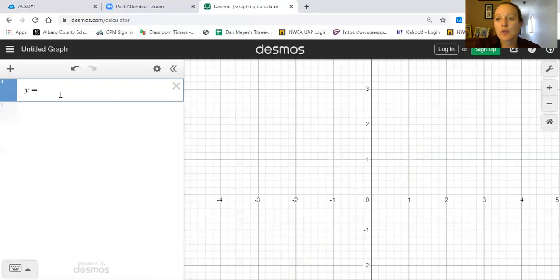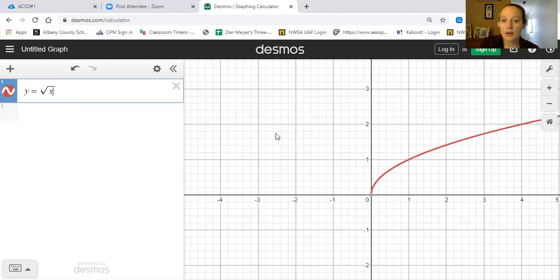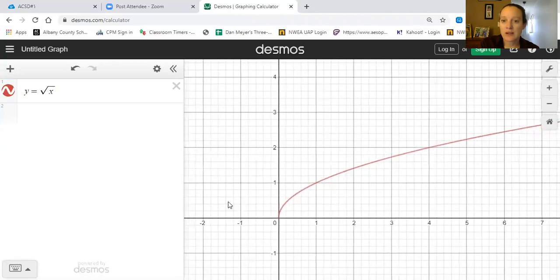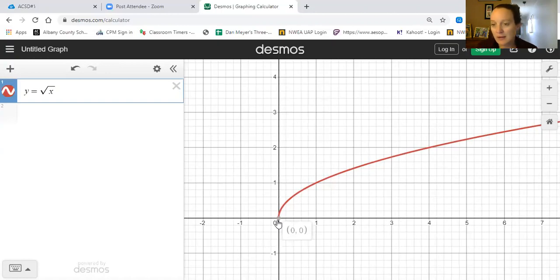When you're typing in the square root function into Desmos, you just type y equals sqrt, and then the square root symbol comes up, and x. And we already know what it looks like, so here it is. So first critical point is this guy. It's not really a vertex, but that is the first critical point at 0, 0.